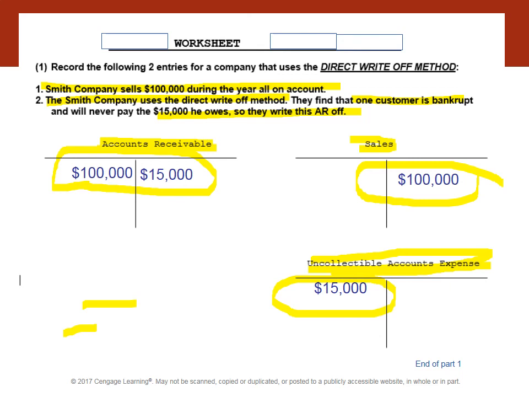This concludes part 1 of 3, a foundation, before we get to a further and more detailed discussion of the allowance method.